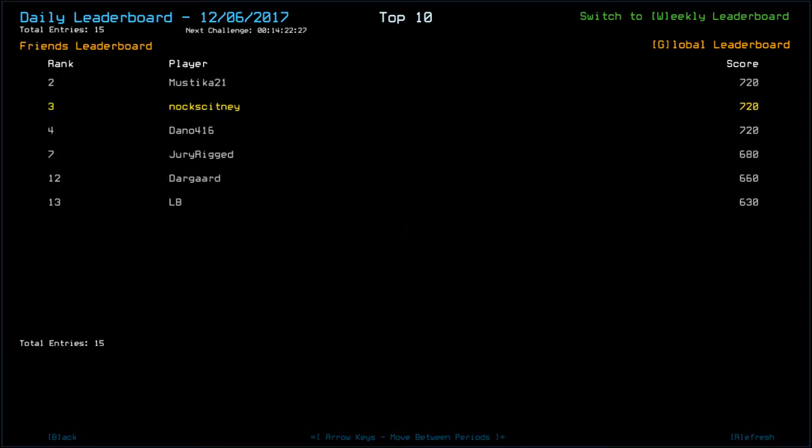Looking at the friends leaderboard, Dargard goes in with 660 and LB with 630. I'm guessing drone health, potentially sentry drops weren't on their side, because even if we take 40 off ours, that's 680. So there's still a 50 point difference there down to LB.